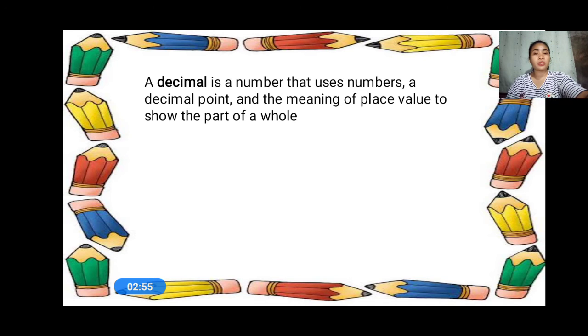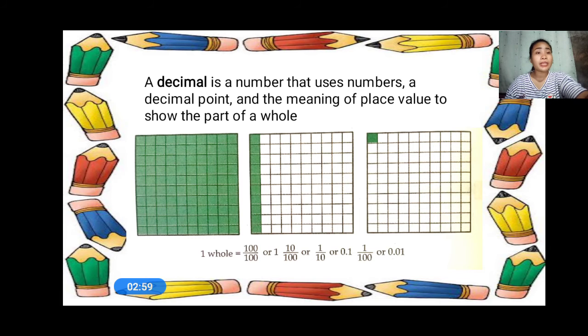So, I'm going to show you a picture. This picture, remember that the big square there represents one whole. That is a 10 by 10 block of squares. The first big square represents one whole. The second big square represents 1/10 or 0.1. And the third big square represents 1/100 or 0.01.